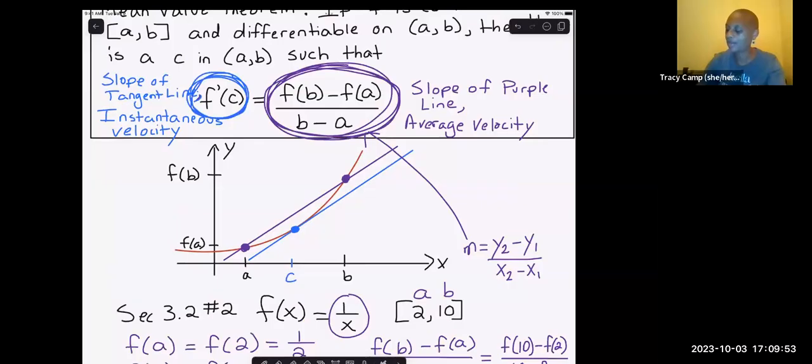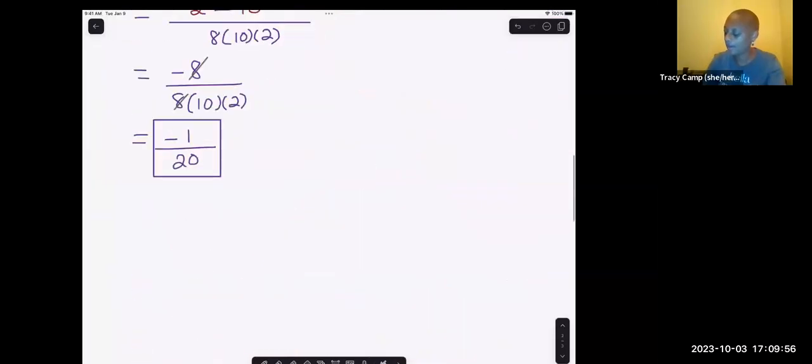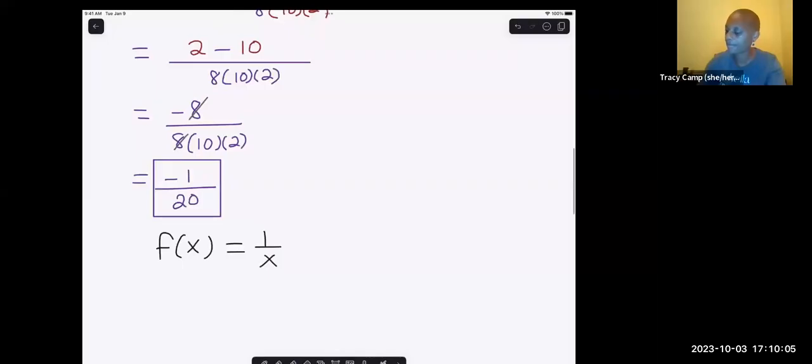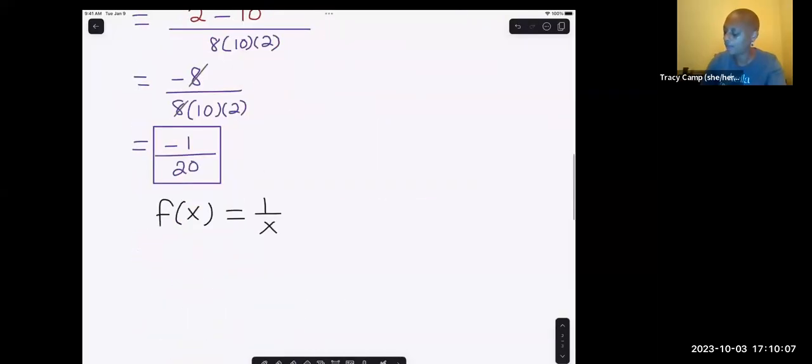So I'm going to find the derivative of my f of x. Again, my f of x was 1 over x. This was the original function that we were given. And so now I will find my f prime of x.